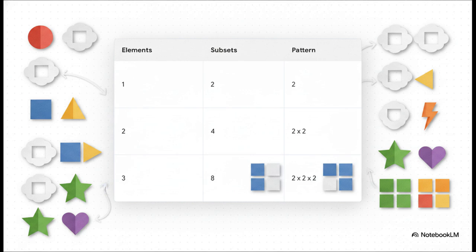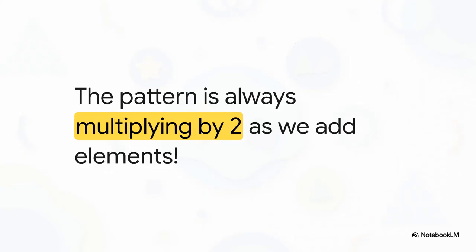2, 4, 8. What exactly is happening here? Yes, the pattern is always multiplying by 2. Every single time we add one more element to our main set, the total number of subsets literally doubles. See? You just figured out the math secret all on your own. You didn't just memorize a boring textbook rule, you proved it by spotting the pattern like a true, sharp mathematician.